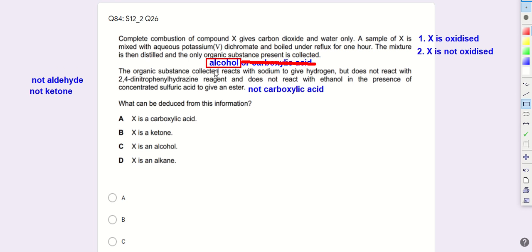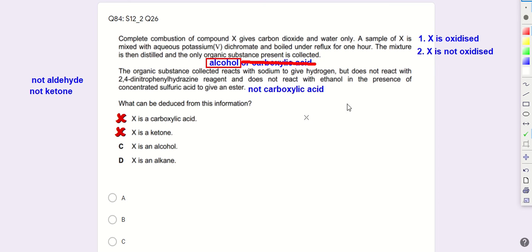And this alcohol, where do we get it from? It is from X. X might be oxidized to form alcohol, or X itself is alcohol and is not oxidized, so we collected alcohol. From all these functional groups, if X is carboxylic acid, can X be oxidized to form alcohol? No, cannot. So X is not carboxylic acid. Now, if X is ketone, can ketone be oxidized to form alcohol? Also no. Let's look at C.